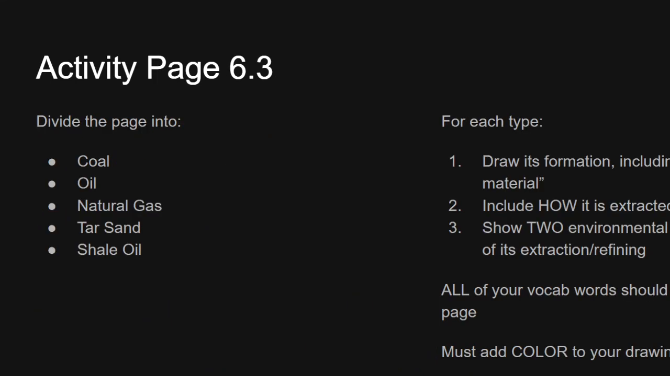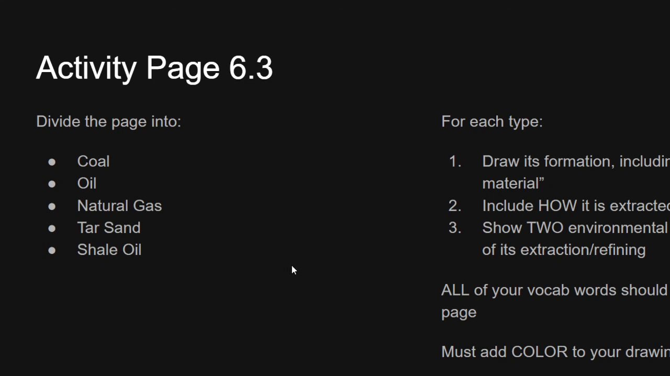Okay, once you get to your activity page for fossil fuel types and activities, what I want you to do is divide the page into the 5 types that we talked about: coal, oil, natural gas, tar sand, and shale oil. So you can just divide it into those 5 boxes. And then for each of them, you're going to draw how it's formed, including what it came from, because it's important that we know that coal came from plants, but oil and natural gas have come from marine organisms. Show how it's extracted, so show me some sort of mining process, and then tell me 2 environmental consequences of the extraction or refining process.